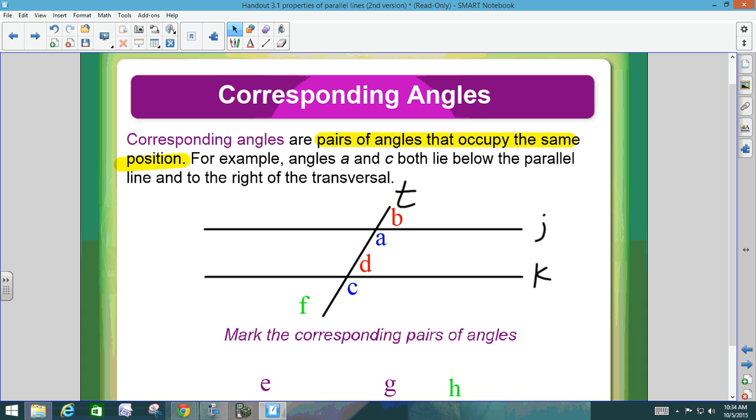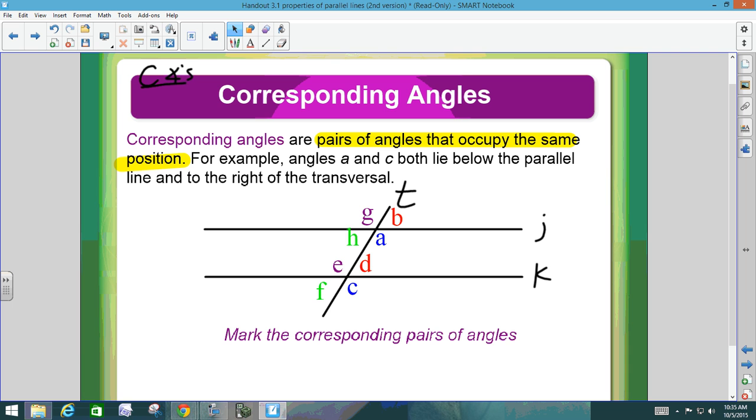Angle F. If F is vertical to D, its corresponding buddy H needs to go where? Vertical to B, left of A, yeah. They're both to the left of the transversal below the two lines. They're in that bottom left corner. If I put E vertical to C, then G must go vertical to A. Okay. Next to your word corresponding, to the left of it, put your abbreviation for corresponding angles. That's how I abbreviate corresponding angles. Just the C and the angle symbol.